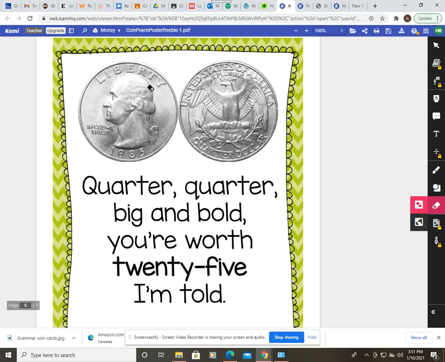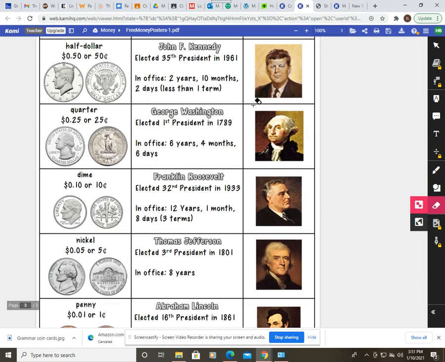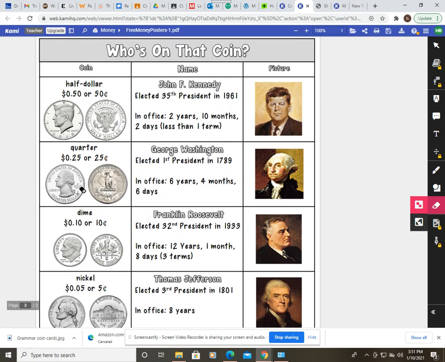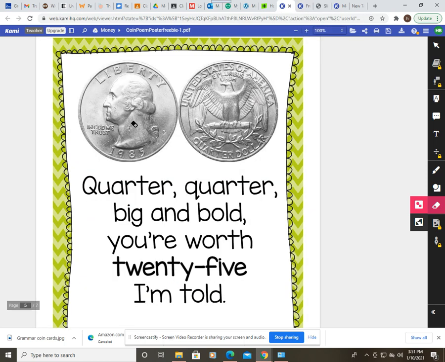The head side, do you know who is on the head side of the quarter? It is George Washington, our very first president, okay? And that's the head side, the profile of George Washington. And then the tail side is our eagle, our bird, the American eagle. And again, United States of America, E pluribus unum, together one. I said that meant in God we trust. E pluribus unum means out of many, plural, it's Latin, we became one, unum.